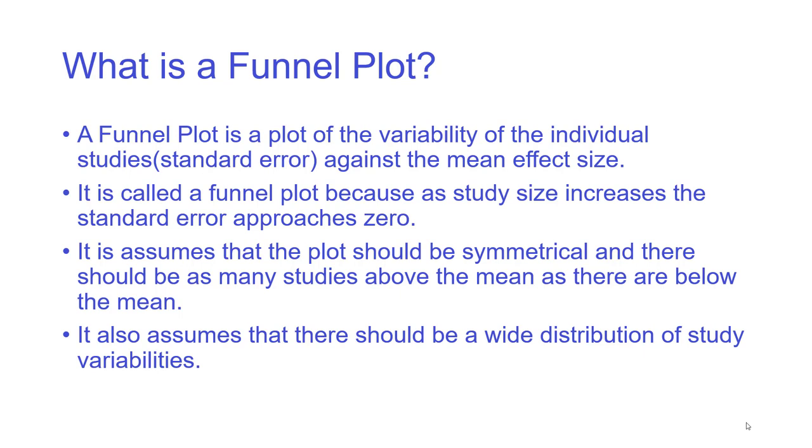So this gives you some sort of idea as to whether there's any skew or underreporting in the literature. It's called a funnel plot because as the study size increases, the standard error should approach zero. So it'll come to a point. It's a bit like a pyramid. So it assumes that the plot should be symmetrical, and that means that there should be as many studies above the mean as below the mean, so to the left and to the right of the plot. And it also assumes that you've got an even distribution of the variabilities.